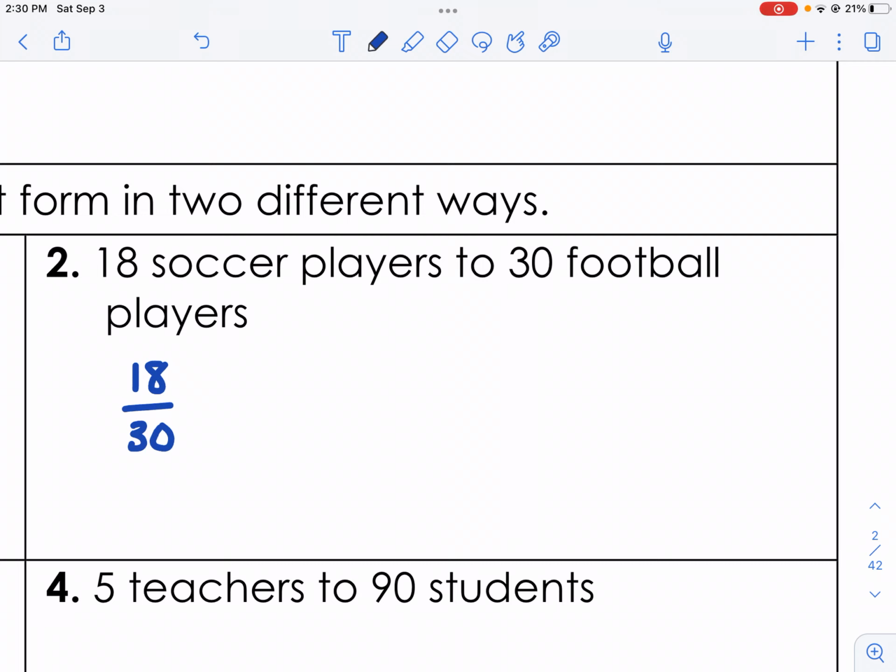I look at 18 and 30 and I say, I know that 2 goes into each of them. Let me just try dividing by 2. This will give me 9/15. 18 divided by 2 is 9, 30 divided by 2 is 15. Then I can ask, well, what number goes into 9 and 15? I know 3 goes into both of those. So let me divide each by 3, and that will give me 3 over 5.